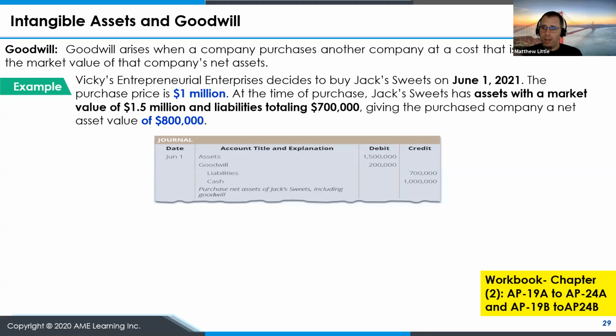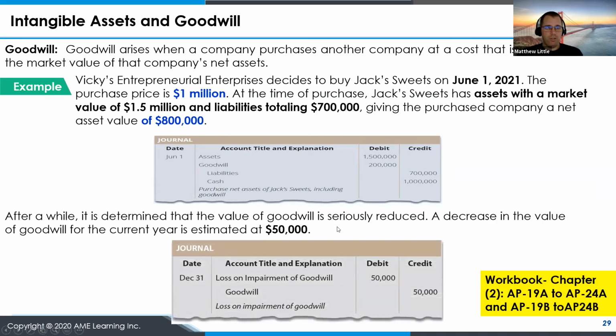Now, however, over time, if you revalue what you bought, the assets and liabilities from Jack's, maybe after a while you determine that the value of the goodwill is reduced. So maybe there's not as much additional value as there originally was. In this example, we've estimated that the impairment or reduction in goodwill was $50,000. So we'd have a debit to loss on impairment of goodwill. Again, this is an expense account. And we would credit our goodwill for $50,000. So now our goodwill on our balance sheet, instead of being 200, would be 150,000. This does happen from time to time.